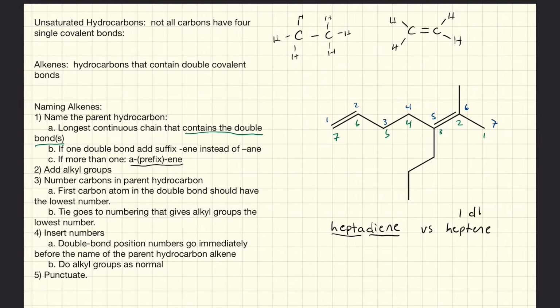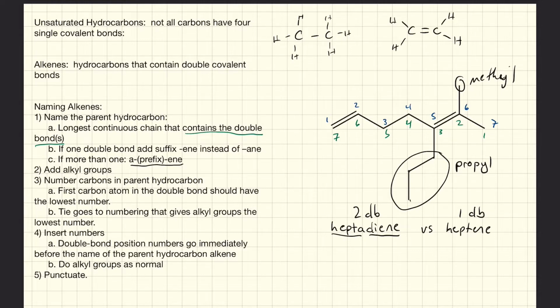So this is 1 double bond. This is 2 double bonds. Okay. Now we can figure out our alkyl groups. Okay, we also have this group, which is 1, 2, 3 carbons long, so that's a propyl. And then we have our methyl. Okay, so we've got a methyl, we've got a propyl. Those are going to need to go in alphabetical order, so the methyl is going to come first.